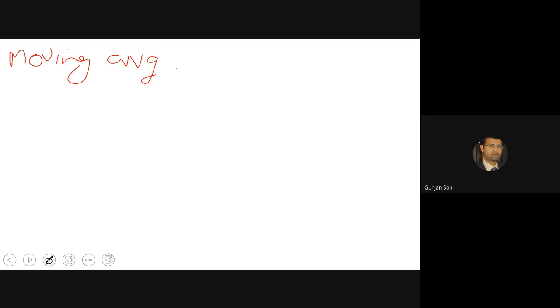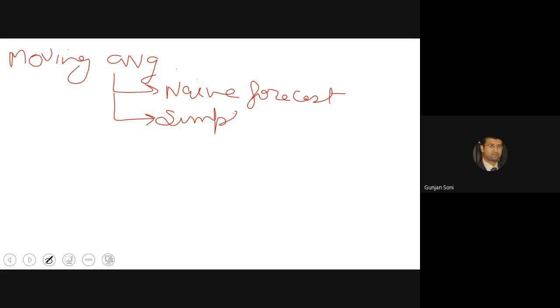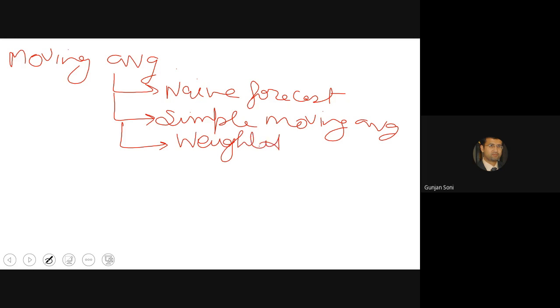Moving average is again of three types: naive forecast, the second one is simple moving average, and the third one is weighted moving average. So let's see these three individually. First we talk about the naive method. Now I'll be shifting to a different set of slides.